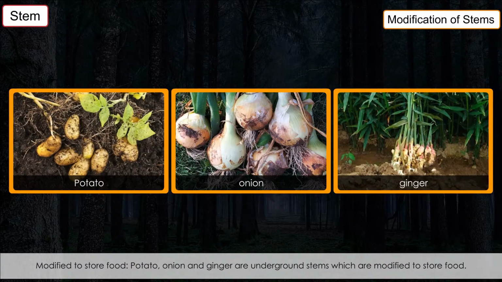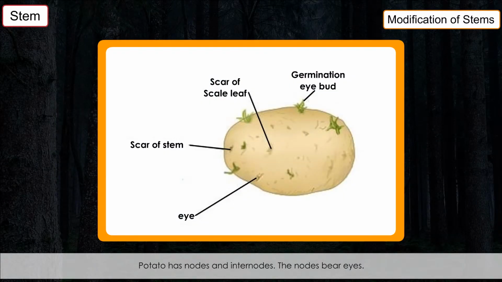Modified to store food. Potato, onion and ginger are underground stems which are modified to store food. Potato has nodes and internodes. The nodes bear eyes. Eyes have buds surrounded by the scale leaves. A new potato plant can arise from the eyes of the potato.